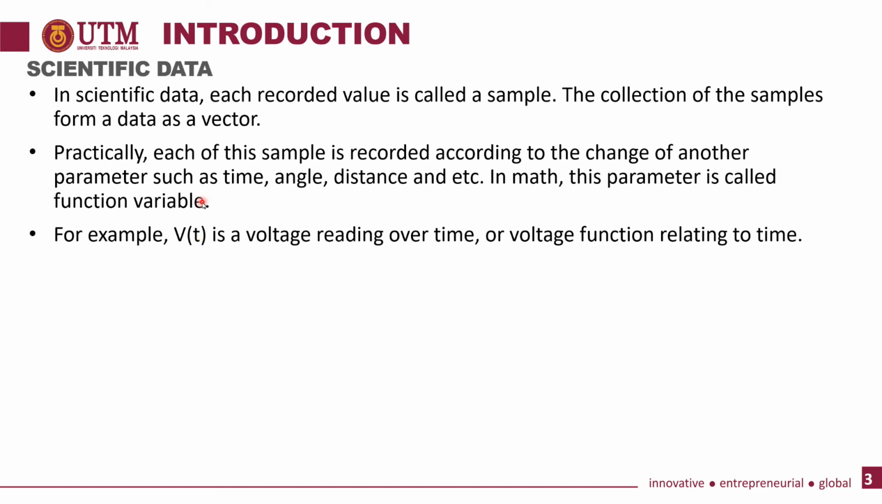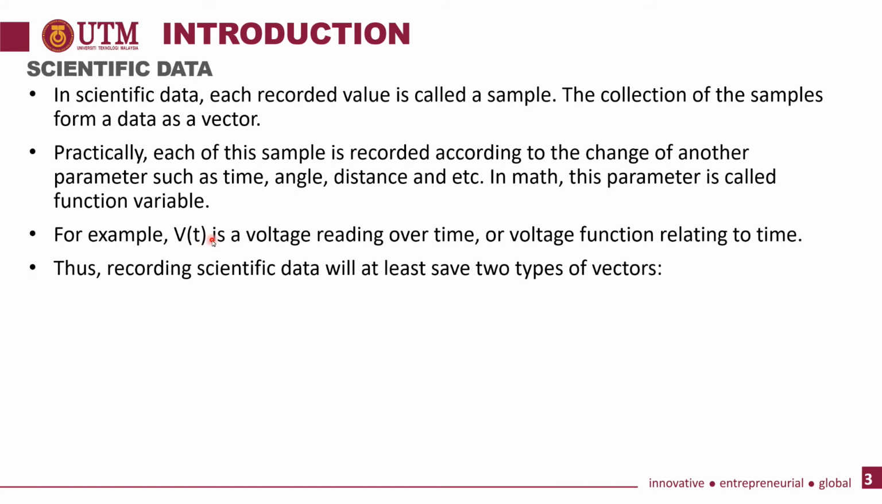So for another example, V(t) is a voltage reading over time, or a voltage function relating to time. If you are recording a voltage value with respect to time, it will become V in brackets t, so V as a function of t. Thus, recording scientific data will save at least two types of vectors when you are conducting your experiment.